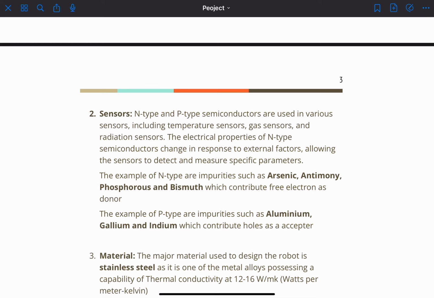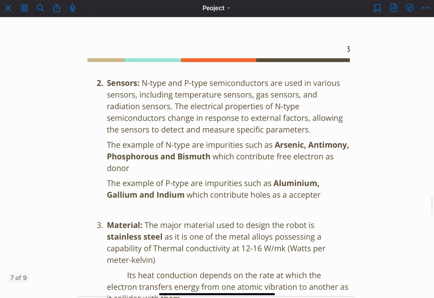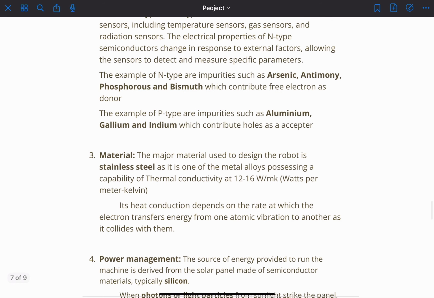And the opposite is the P-type, of course, and their impurity elements are aluminum, gallium, and indium, for instance, which contribute holes as acceptors, pardon me. And the third aspect is material.